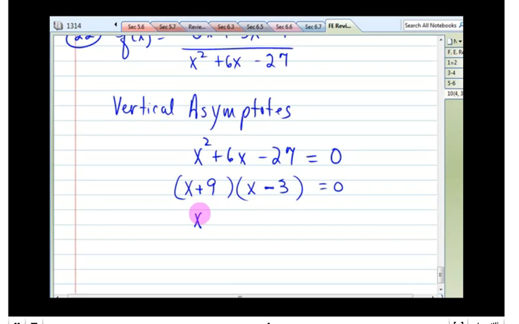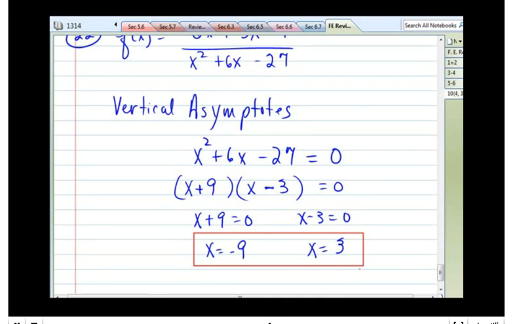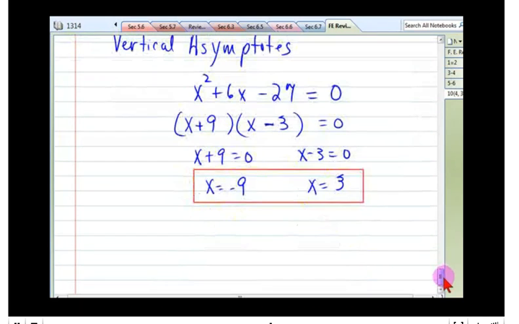And then you take each of them and set them equal to 0. So x equals -9, x equals 3. And those actually are the answers, because it's equations. All right. So that's vertical asymptotes. If you forget how to find them, it's on your formulas and model sheet. Just like number 23, the horizontal, same thing.